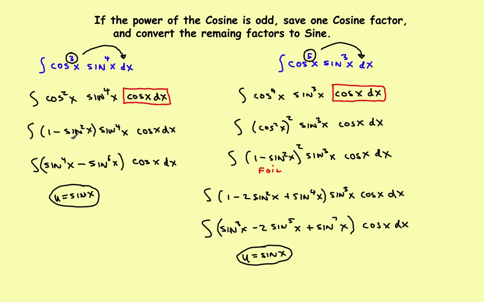So again, if you're not lucky, you'll have to do the FOILing. If you are lucky, then you can get by without the FOILing. So there's a problem showing the second step, what to do if the power of the cosine is odd. Now last thing, what happens if the power of both of these are even? So let's take a look at that possibility.